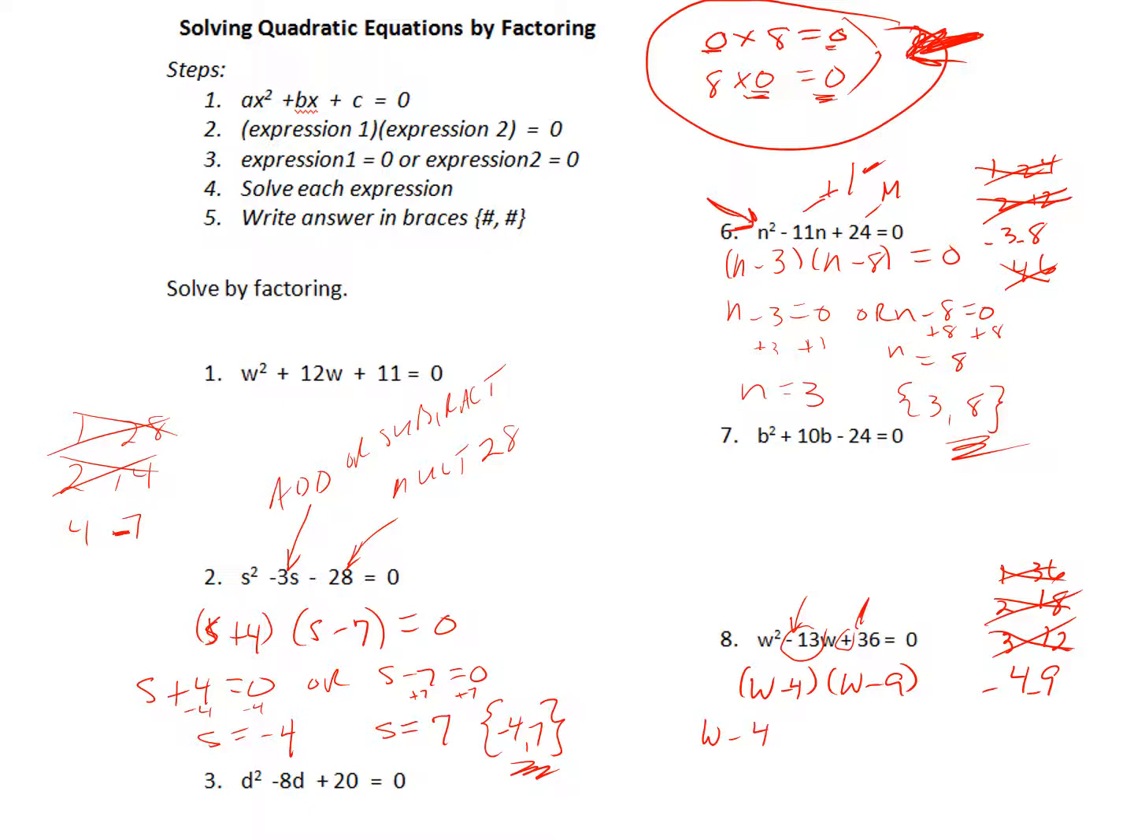So here we go, solving these individually. W minus 4 equals 0, or W minus 9 equals 0. In this case, we'll do the opposite. We'll add 4, and we'll end up with W equals 4. It's a rotten 4. W minus 9 equals 0, so W equals 9. So the solution to this, the values of W that will make this equation true, are 4 and 9. And we're done.